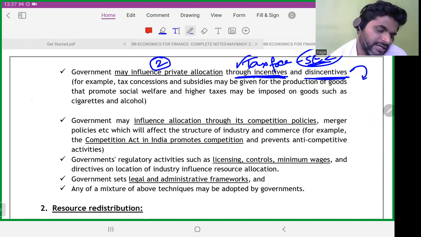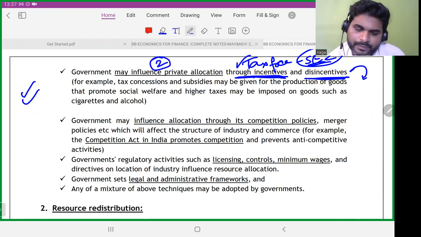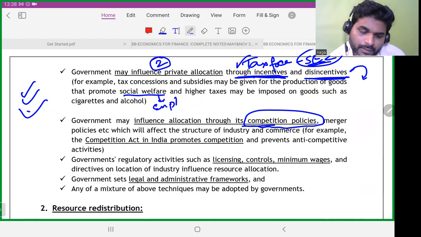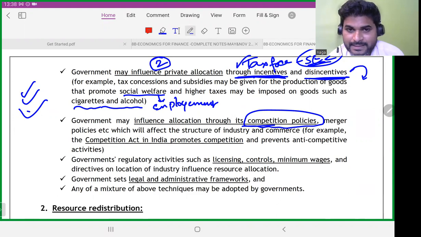One, government can directly get involved and produce goods. Second, they can influence, right? Third, government can influence through its policies, competition policies, right? So there are different ways that the government can influence the resource allocation function. For example, tax concessions and subsidies may be given to the production of goods that promote social welfare, like employment. And higher taxes may be imposed on goods such as cigarettes and alcohol. All right.